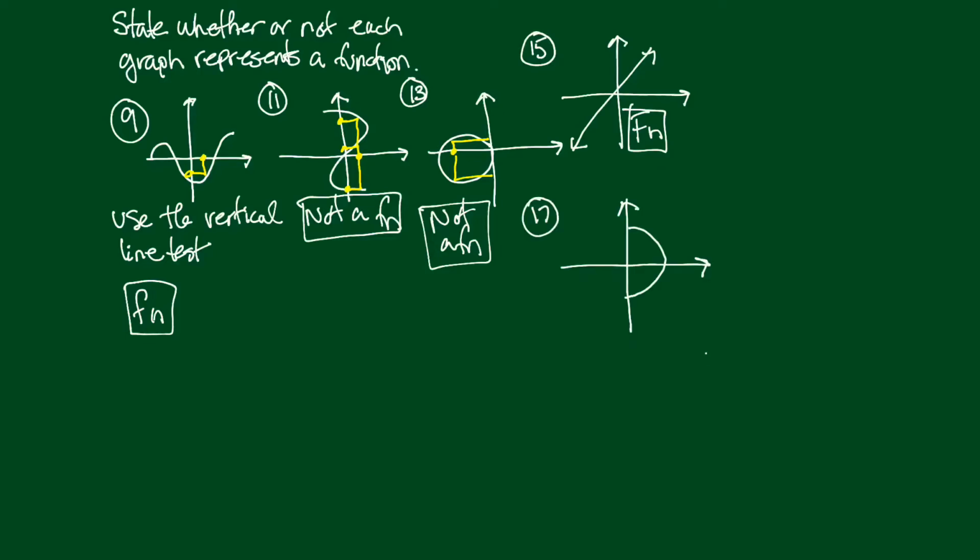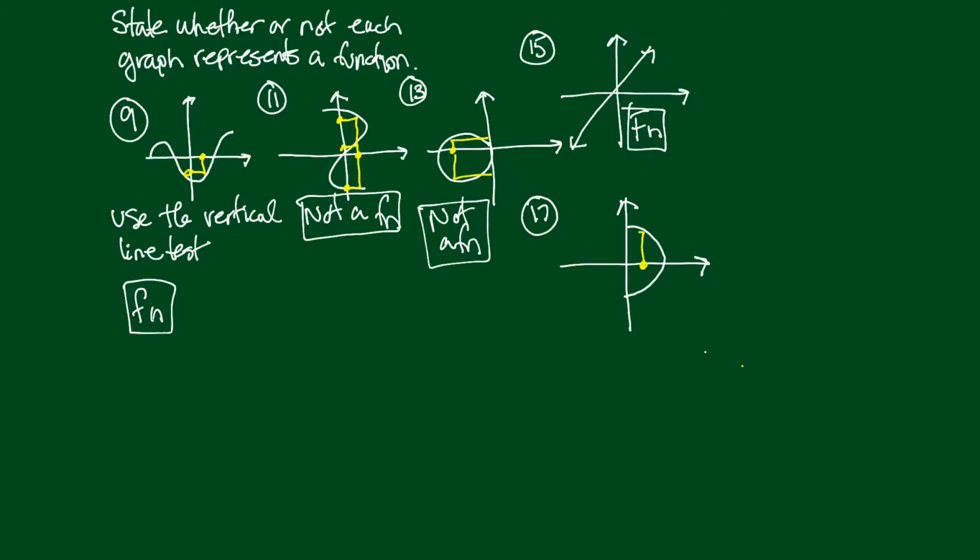And number 17, looks like we've got a semicircle, and you're probably already guessing this is not a function, because if you pass a vertical line through the curve right here, it hits it more than once. So what's happening, of course, is that input value gets mapped to one output, two outputs. That input gets mapped to more than one output. So in this case, it does not pass the vertical line test, so it is not a function.